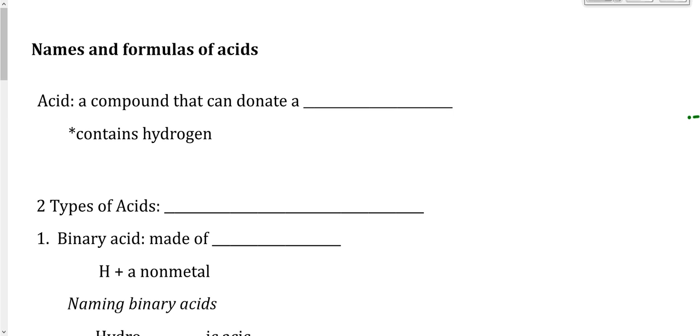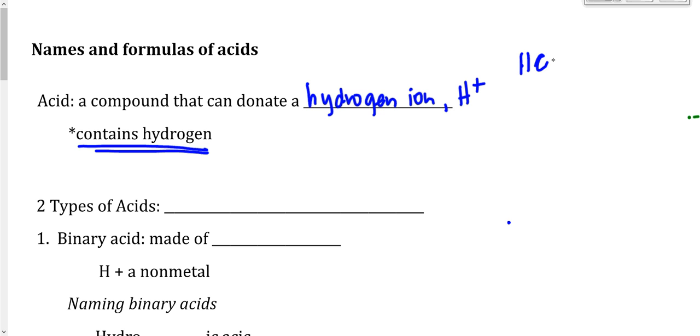So let's go through the rules, but before we do that, we really need to know what an acid is. An acid is a compound that can donate a hydrogen ion. A hydrogen ion, that's your H plus. So really what we're talking about is anything that contains hydrogen will be an acid. If your formula has hydrogen in it, like HCl, we've got an acid, or even like H2CO3, we also have an acid. Both of those would be acids because they have hydrogen.